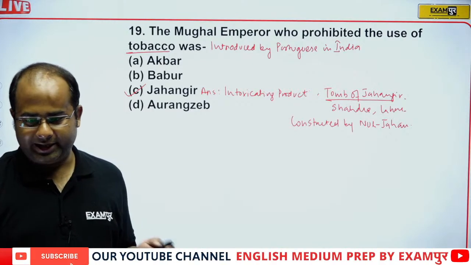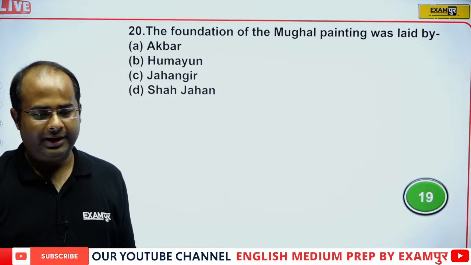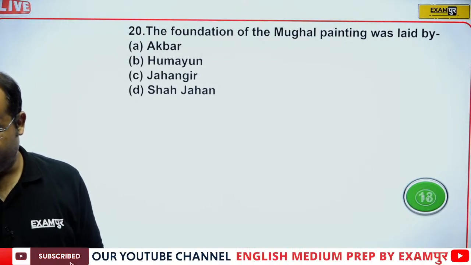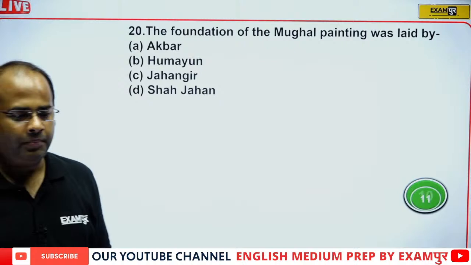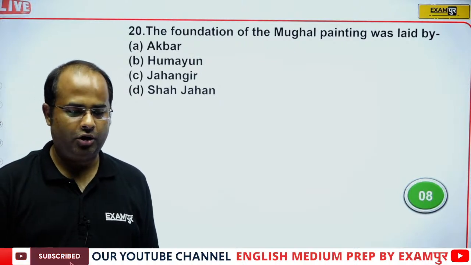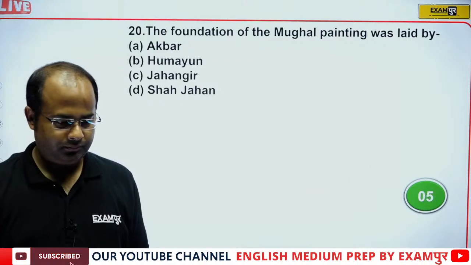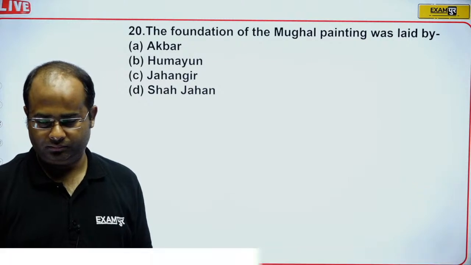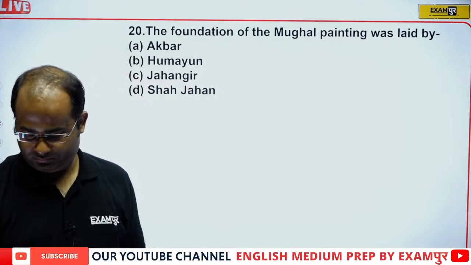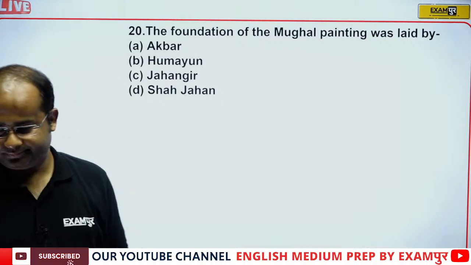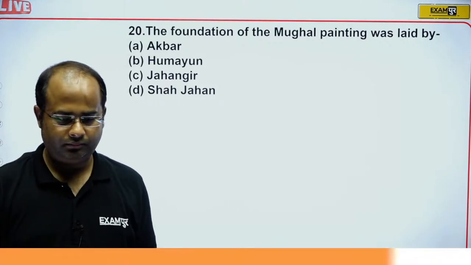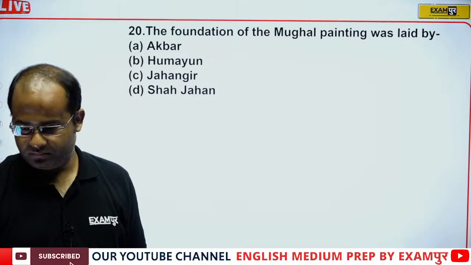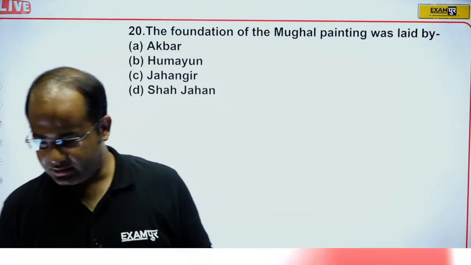Now guys, let's move to the next question. The next question is: the foundation of Mughal painting was laid by whom? Who laid the foundation of Mughal painting in India? Was it Akbar, Humayun, Jahangir or Shah Jahan? Okay, let's see, option B, guys.